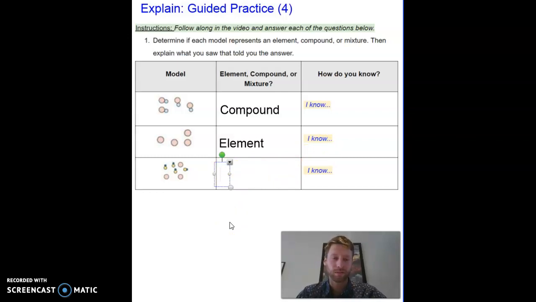The third one, we have red circles, but there's also yellow circles attached to blue circles. So we have a compound and separate elements. Therefore, we have a mixture. Finish up your how do you know sentence.